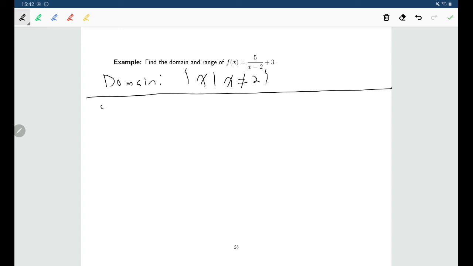So my function is y equals 5 over x minus 2, plus 3. And I'll switch the x's and the y's so that x is equal to 5 over y minus 2, plus 3. And now I'm going to just work on solving for y.